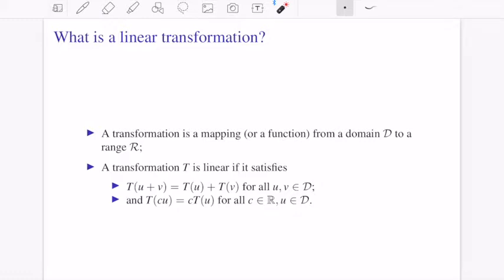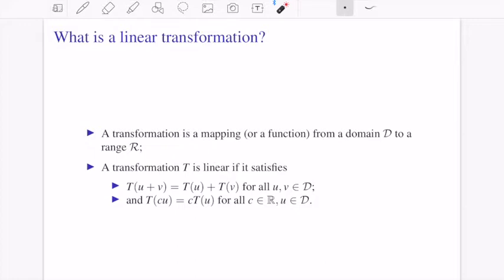All right, the definition. What is a linear transformation? First of all, a transformation is a broad concept of a mapping from a domain D to a range R. But a linear transformation has to satisfy two conditions. T mapping U plus V can be separated as the sum of T of U and T of V. Here U and V could be any two points in the domain.